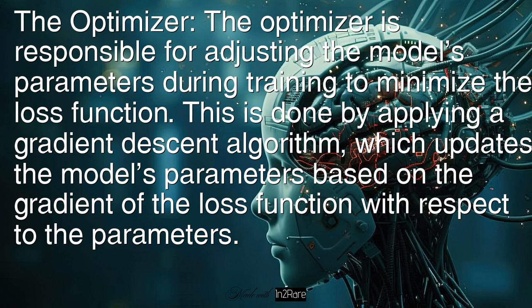The optimizer is responsible for adjusting the model's parameters during training to minimize the loss function. This is done by applying a gradient descent algorithm, which updates the model's parameters based on the gradient of the loss function with respect to the parameters.